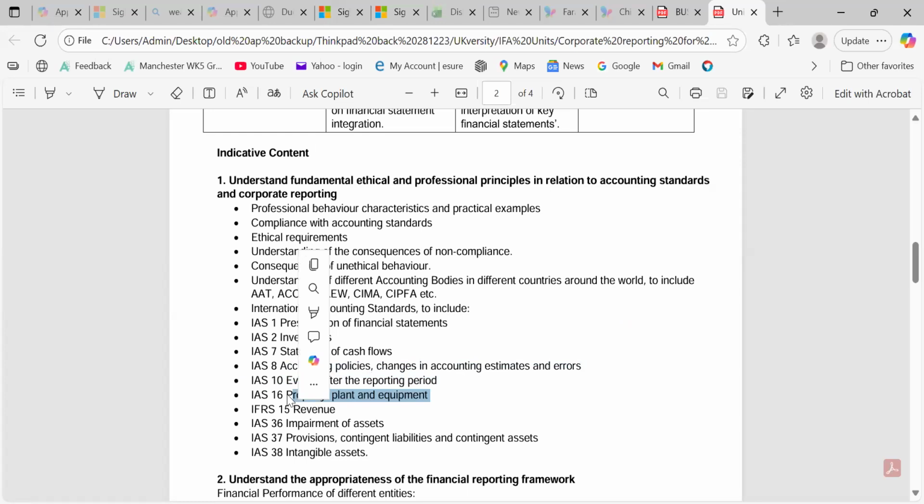Property, plant and equipment, IAS 16. We need to look at the depreciation values and revaluation of assets as well. IFRS 15, revenue and proportion, because if it's a construction contract, how much of the work has been done and completed, and you can show that as revenue in the books of account.